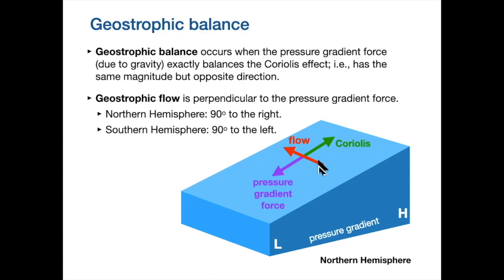And at this point, the flow is perpendicular to the Coriolis vector, so it's now going along the slope. So it's no longer got a downslope component, it is running along the slope. So if this was a hill, it would be going around a contour of that hill. Because it's driven by Coriolis in the northern hemisphere, this flow is to the right when you're looking down the pressure gradient, and in the southern hemisphere, it's to the left when you're looking down the pressure gradient.